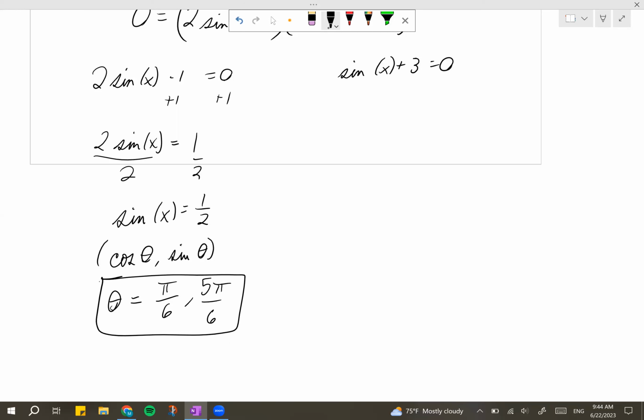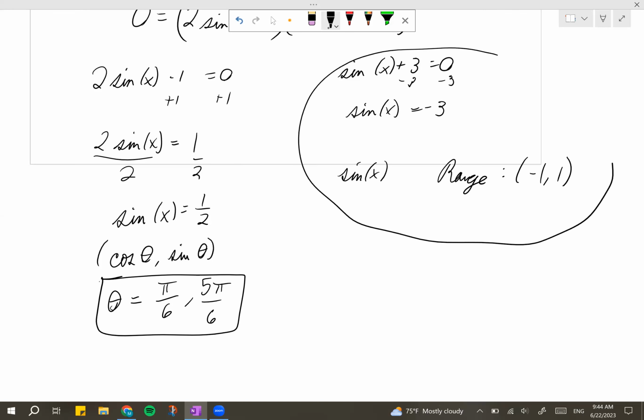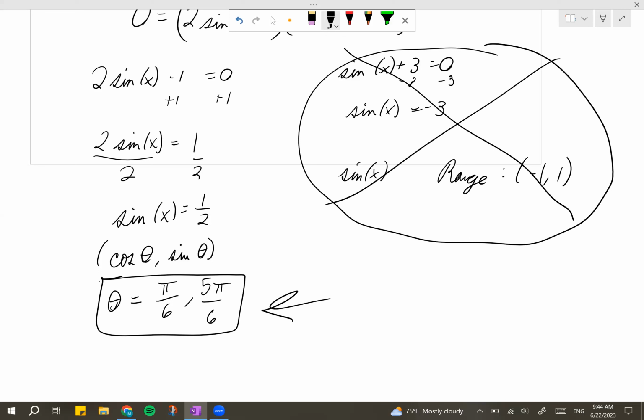Now this one, sine of x plus 3 equals 0. I'm going to subtract 3, so sine of x equals -3. Here, I kind of have a problem because sine of x, its range goes from -1 to 1. It doesn't go to -3. So this is not a case. So we only have this. This would be my answer. Theta equals pi over 6 and theta equals 5 pi over 6.